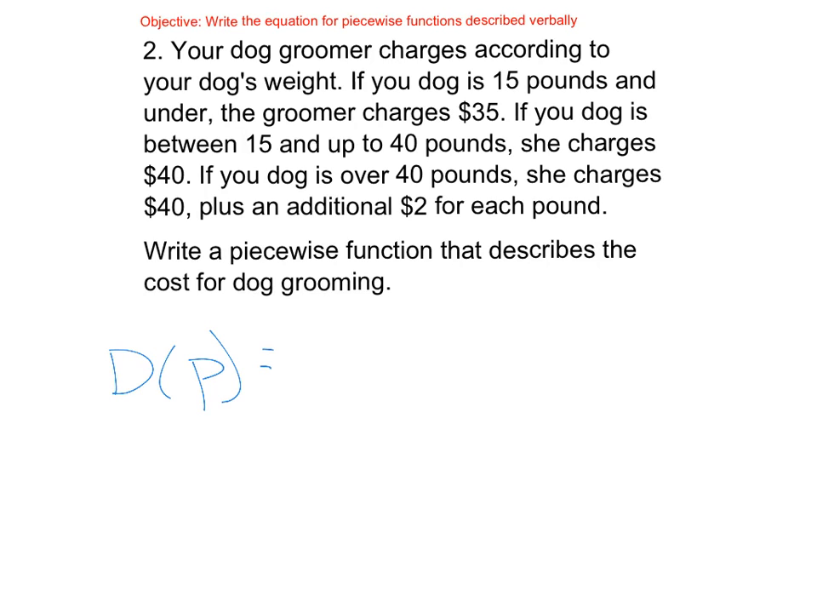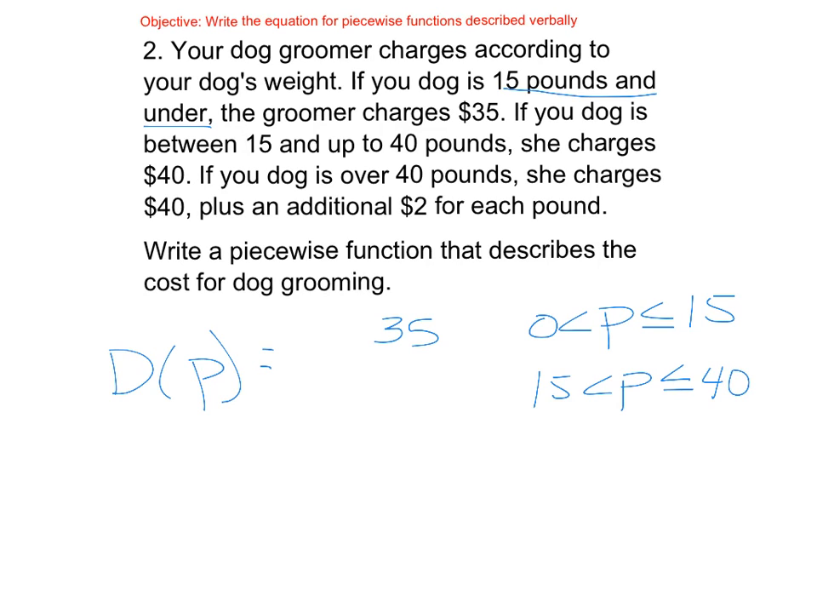All right, so it's the cost of the dog by pounds. So I'm going to do D of P. So we're starting off with $35 if the pounds is between 0 and 15, because it says 15 pounds and under. So I'm going to put equal to 15. Right? The next one is going to be 15 less than P. If your dog is between 15 and 40 pounds, she charges $40. So this one's, if your dog is over 40, she charges 40 plus. So I'm going to say equal to 40 here.